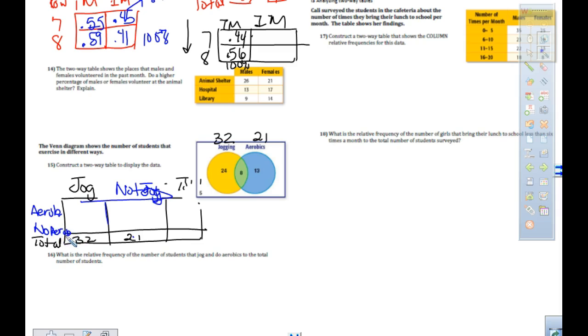Okay? So that means that this 21 can't be here, right? So my aerobic people are back here at 21. This was down here at 32. Okay? The 8 is people that do both. That number right here, right? This 8 is going to be the people that jog and do aerobics. No jogging and no aerobics, that's going to be this 5 out here.